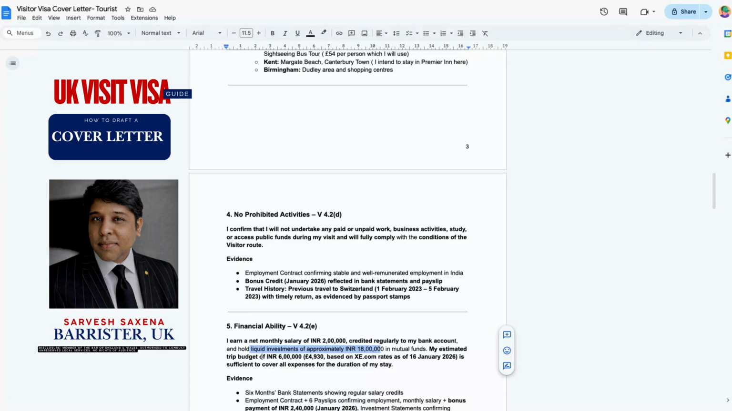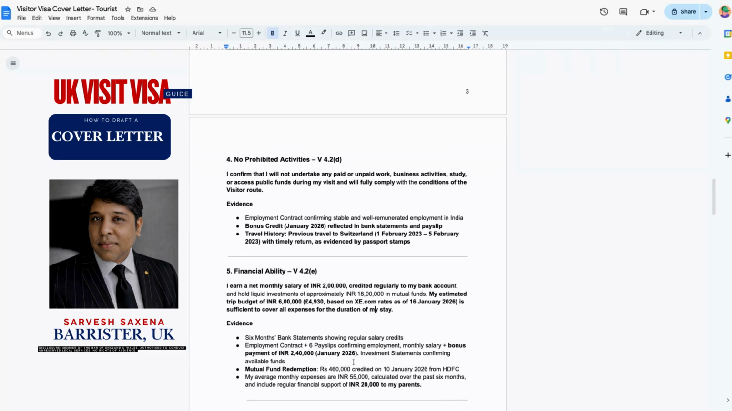My estimated trip budget is 6 lakh rupees, which is equivalent to 4,930 pounds sterling based on XE.com as of 16th of January, the date of submission, and is sufficient to cover all expenses for the duration of my stay. So the trip is for 10 days. She has budgeted 6 lakh rupees, which in pounds sterling is 4,930, based on XE.com or Wise.com as of 16th of January. Now, what evidence is she showing that she can meet it?